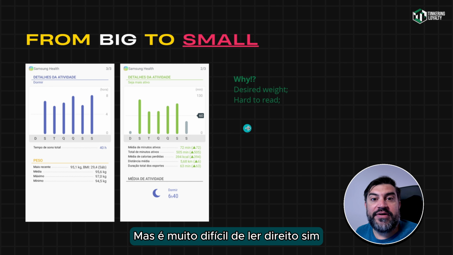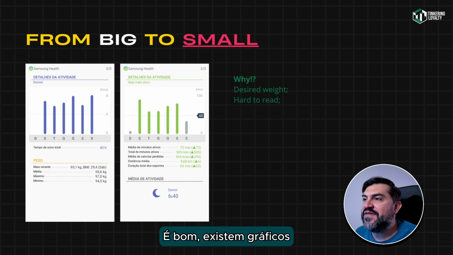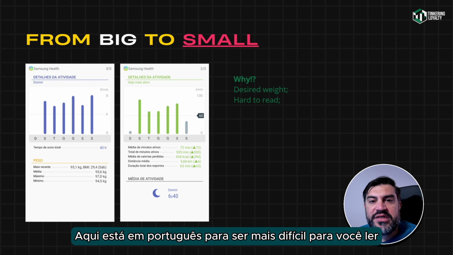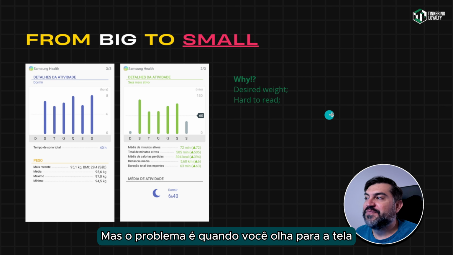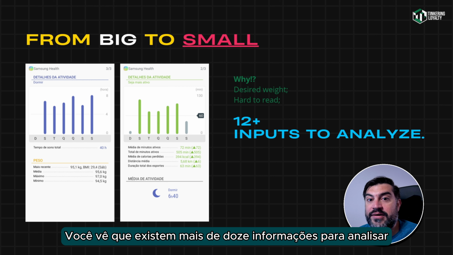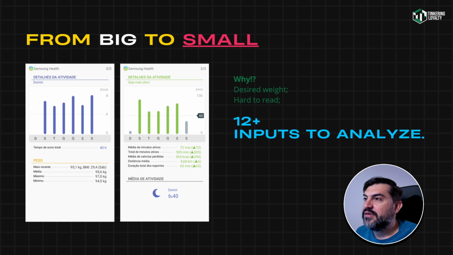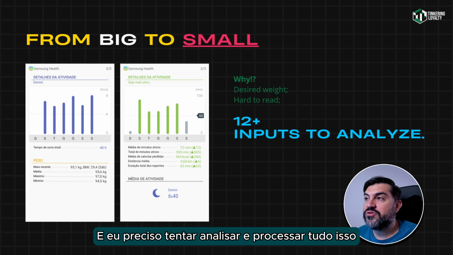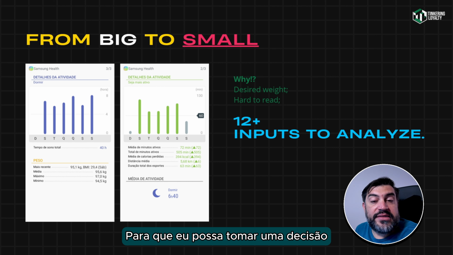But it's very hard to read, right? Yeah, it's nice. There are graphs, there is a lot of information here. It is in Portuguese to be harder for you to read. But the thing is, when you look at the screen, you see that there are more than 12 inputs to analyze. There's a lot of information and I need to try to analyze and process all of that so that I can take a decision.